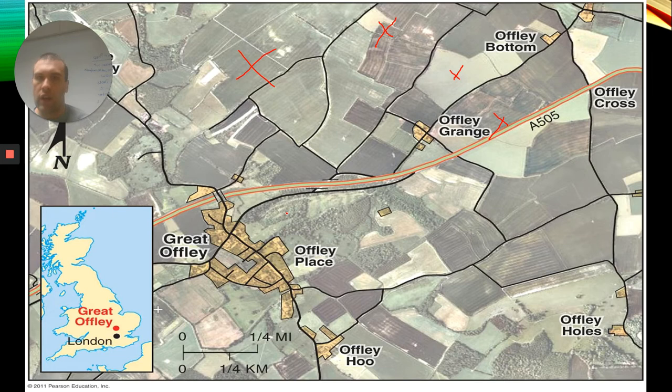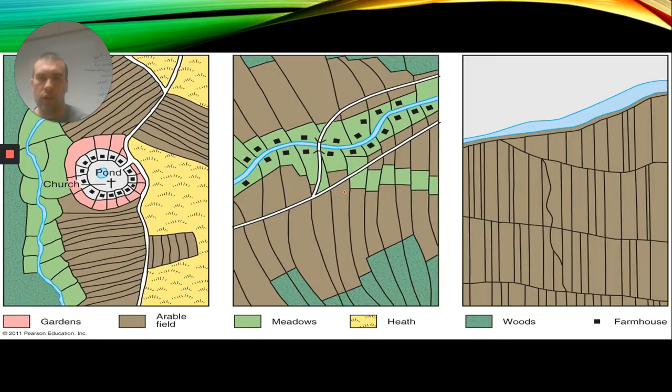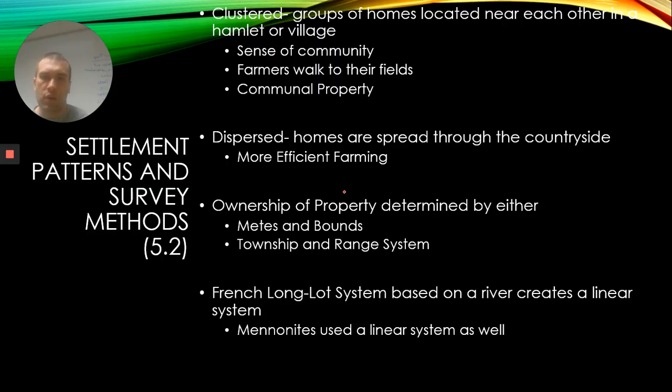So what you're looking at is a place that's great for farming, but it can cause some susceptibilities for other things. And so again, dispersed, homes are spread out in the countryside. Then you've got the French long lot system there, clustered as well. And you should know clustered, dispersed, and the pros and cons of each. That's the purpose of this video.